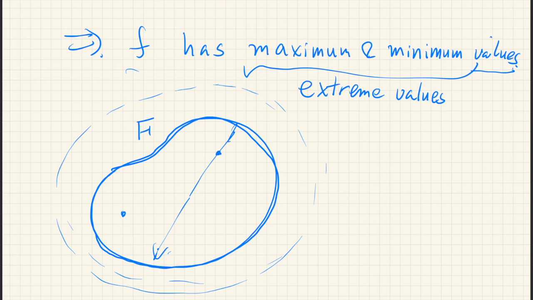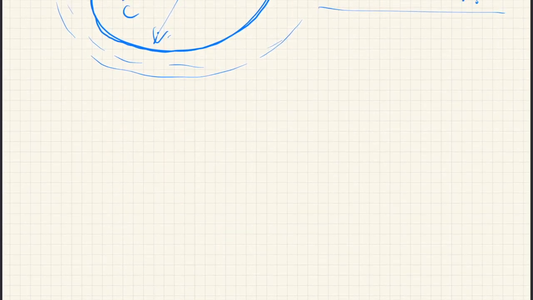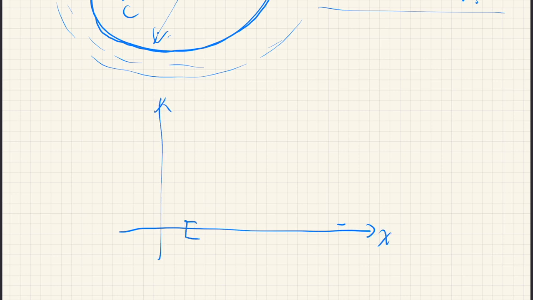Let's say C and D, where f of C is the maximum and f of D is the minimum. So there exist such C and D in the domain F such that this is maximum and this is minimum. In the univariate case, it was something like this. The function is defined on a closed interval, including both endpoints.